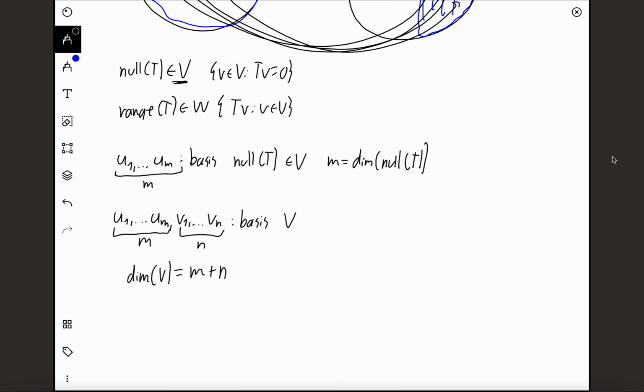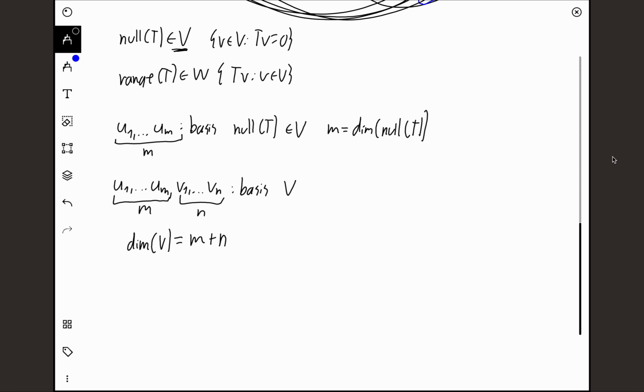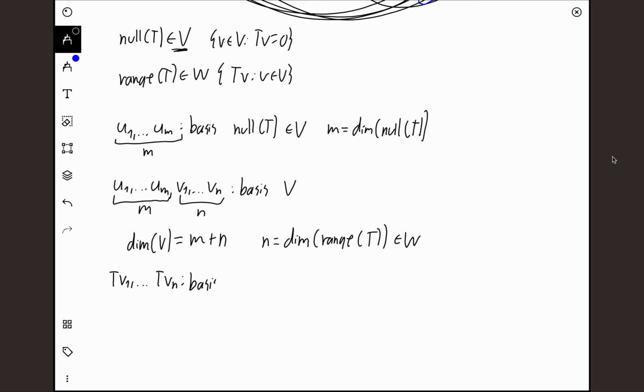So now the only thing we still have to show, and then the proof is over, is that n equals the dimension of the range of T. The easiest way to show that is to show that the range of T, which is a subspace of W, has n basis vectors. And how we will actually show this is by showing that Tv1 to Tvn is a basis for the range of T. So we're going to show that these are the basis vectors.